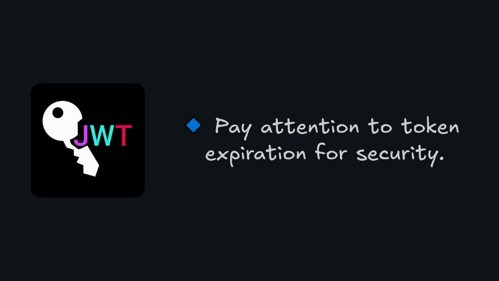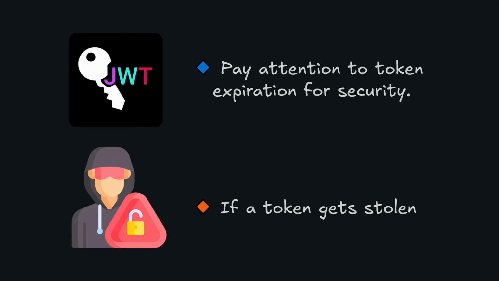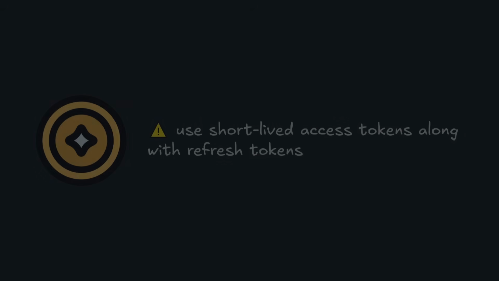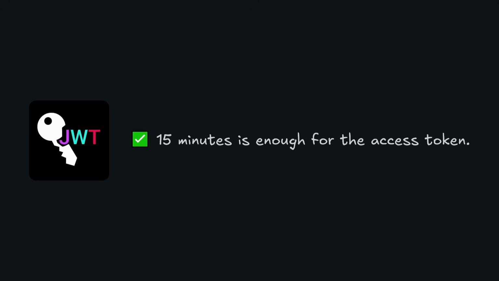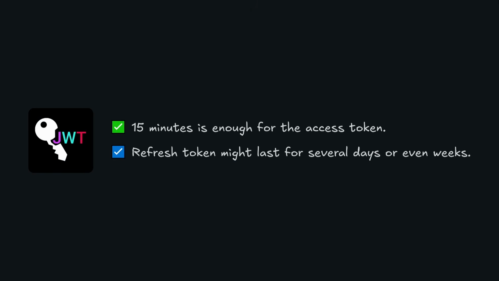One challenge with JWTs is handling token expiration. If a token gets stolen, it could potentially be used until it expires. To reduce this risk, many systems use short-lived access tokens along with refresh tokens. The access token is the JWT used for authentication in normal requests. It usually has a short lifespan, often around 15 minutes. The refresh token, on the other hand, lives much longer. It might last for several days or even weeks.